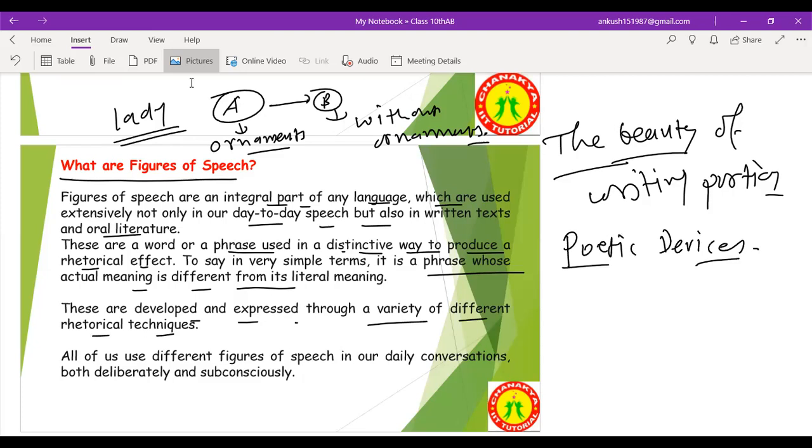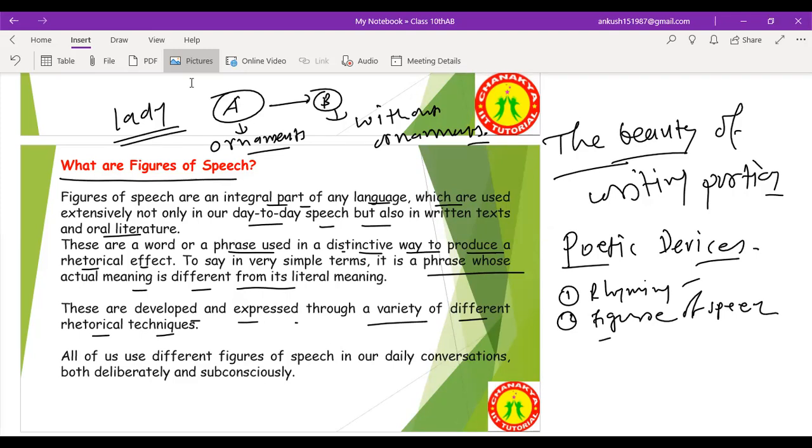Poetic devices are like, first is rhyming scheme, okay. Second is this figure of speech. Understood? Third is, have you got the point? Okay, figure of speech, rhyming scheme, these are called the literary devices or poetic devices which are used there in the poem.